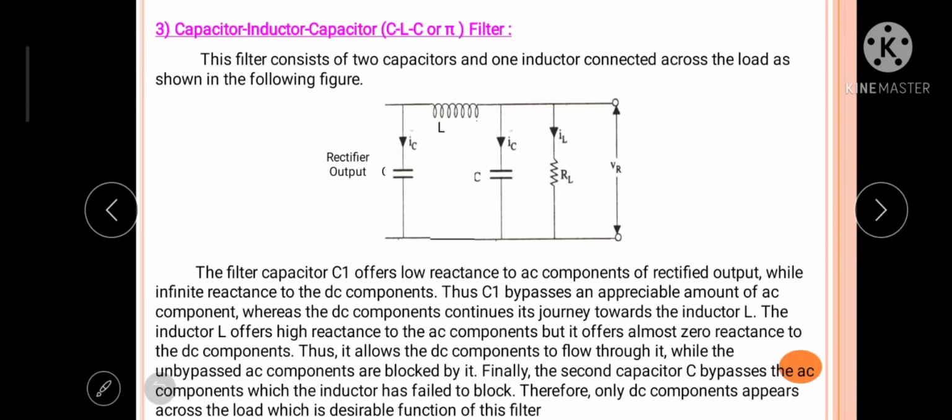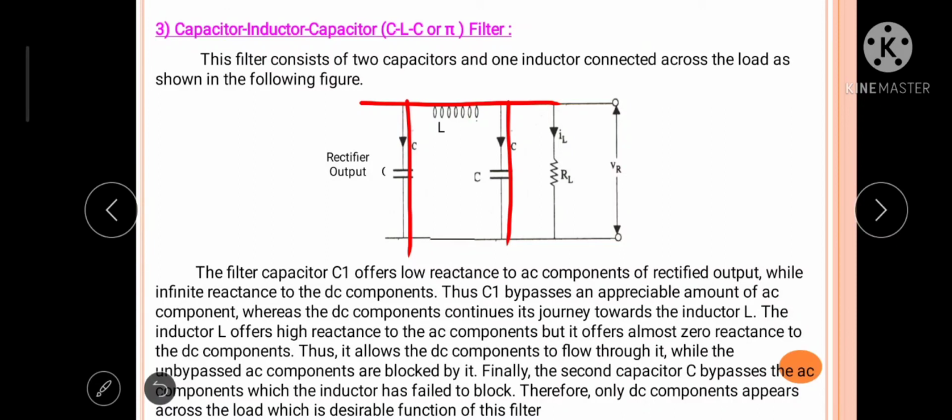The third type of filter is the capacitor inductor capacitor filter. In short, it is also called the CLC filter. This filter consists of two capacitors and one inductor connected across the load as shown in this figure. The basic structure of these two capacitors and one inductor is shown here and it looks like a pi symbol, and that's why it is also called a pi filter.